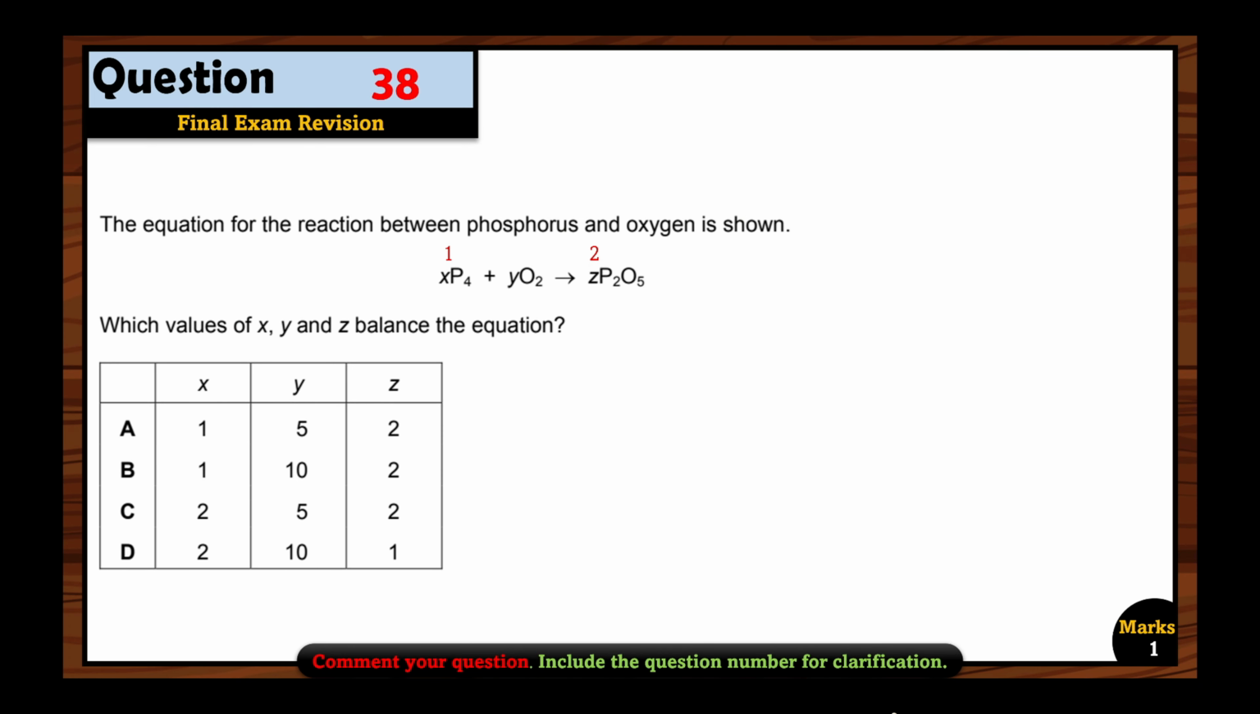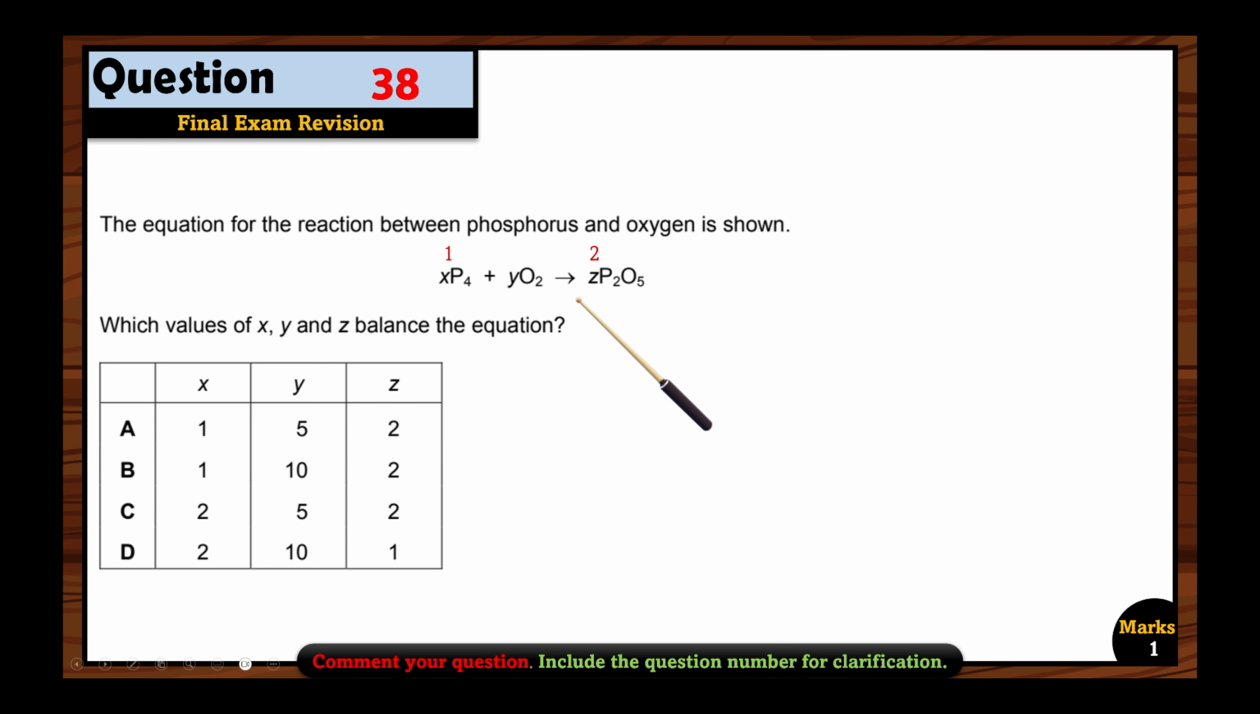Question 38: the equation for the reaction between phosphorus and oxygen is shown over here. What are the values of X, Y, and Z that balance the equation? Again, we are not sure how many P4 we need in total, or how many phosphorus we need in the reactant and product, and how many oxygen. Now if you see here, this is an odd number, right? And oxygen here is even. So first of all, you can try to make it even on both sides.